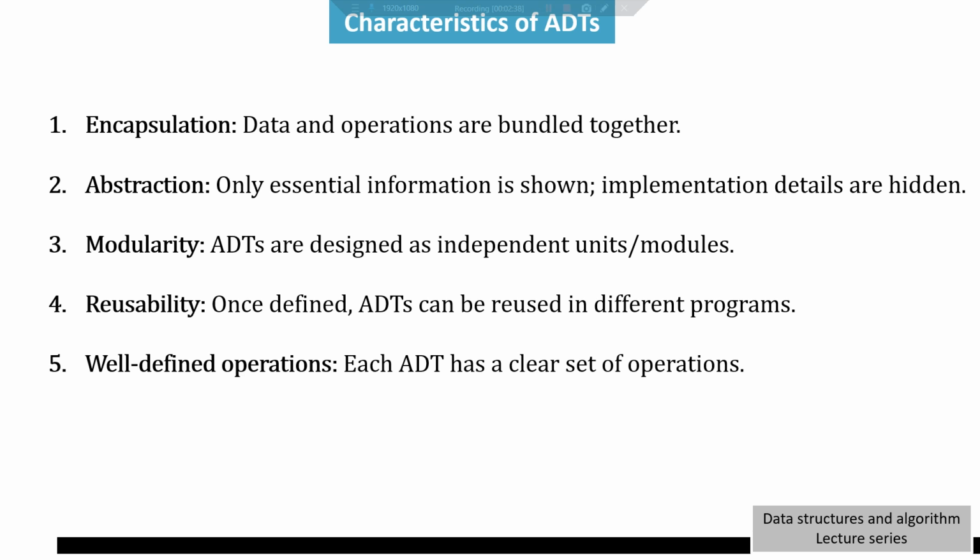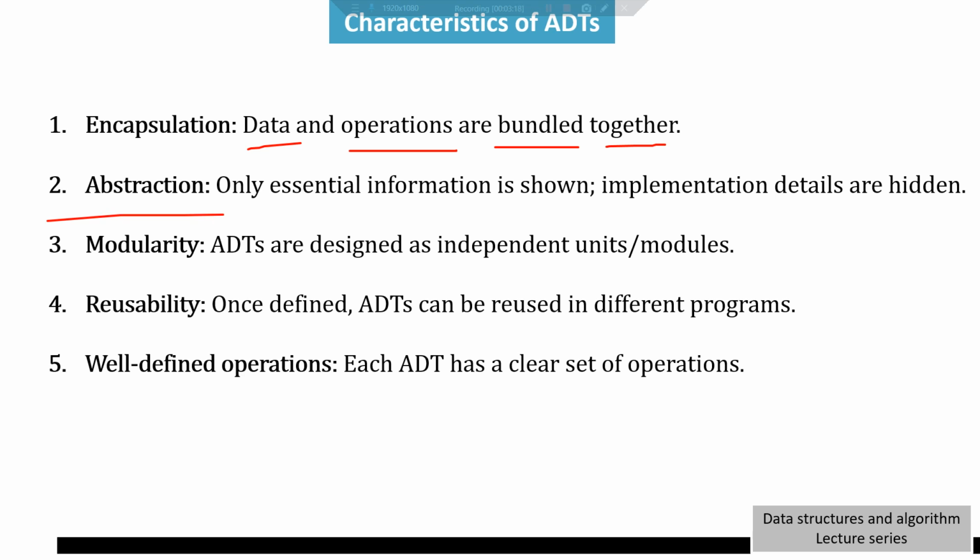Now let us understand what are the different characteristics of ADTs. So there are total 5 characteristics. The main characteristic is encapsulation. The meaning of encapsulation is just the wrapping of the data or bundling of the data and operations together. Then second, we are going to discuss each and every characteristic with the help of an example. So we are going to have one slide on each characteristic to understand it better.